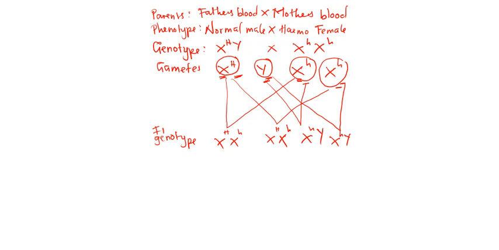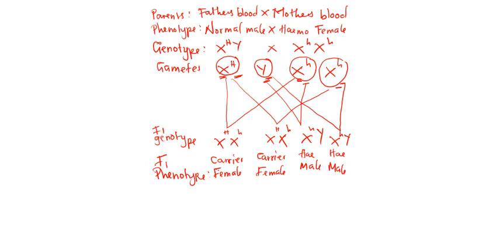Now we go to the F1 phenotype. I should have just written this down. Let me erase this part. So the F1 phenotype is going to be here. This is a carrier female. Same with here, carrier female. And then here it's going to be a haemophiliac male, haemophiliac male. Same applies here. So this actually explains why both the sons of this woman were haemophiliac.